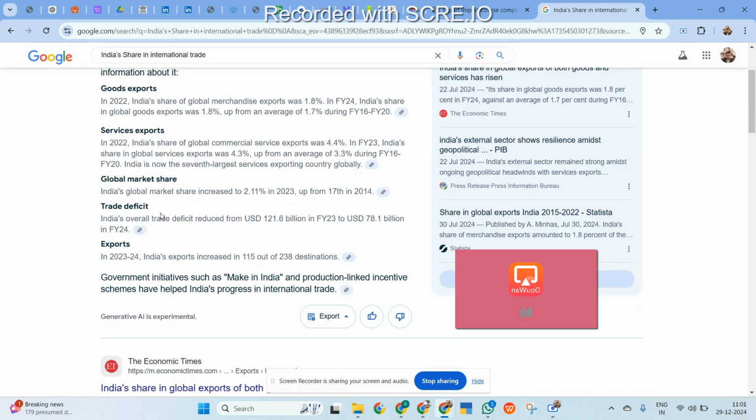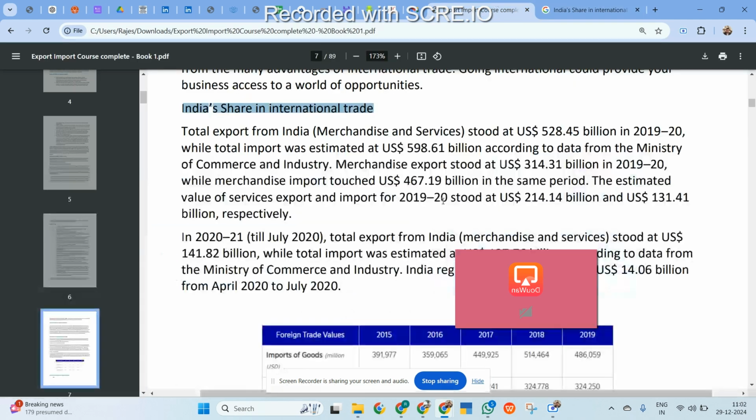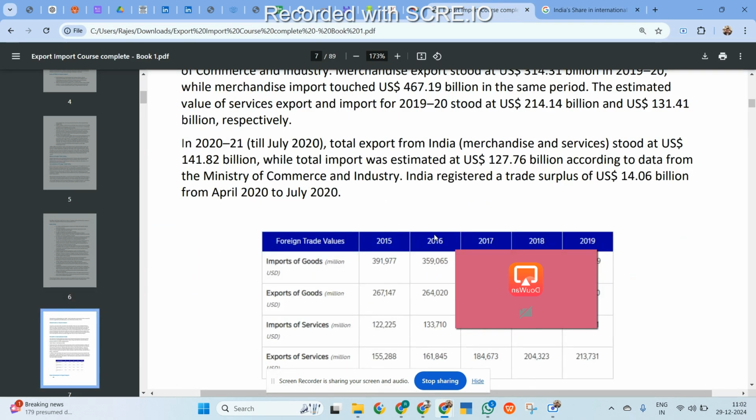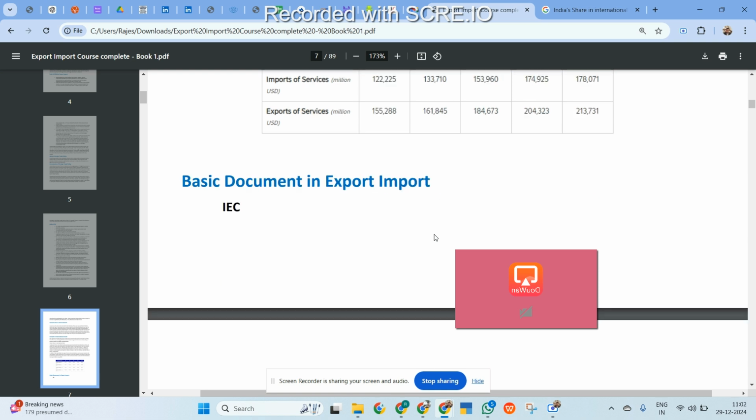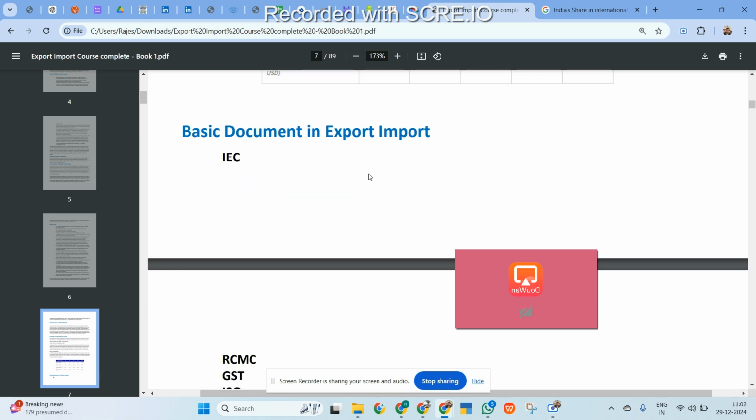Global market share, trade deficit. We are in trade deficit already, so no worry about that. We will do that. Okay. So this is all data. We can skip it.